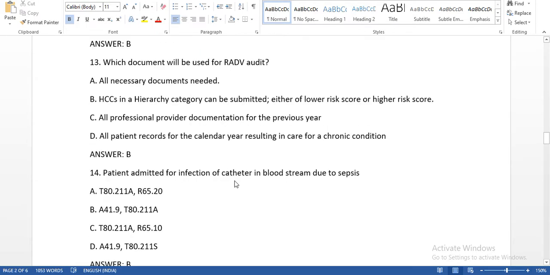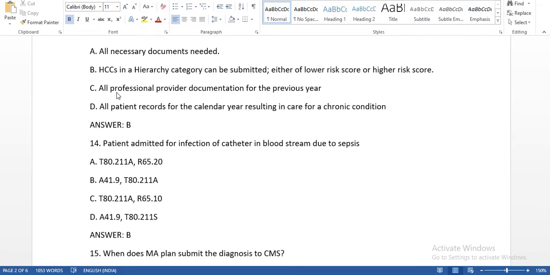So next, question 13. Which document will be used for RADV audit? Among these four, our answer is B. HCCs in a hierarchy category can be submitted as either the lower risk score or the higher risk score. So the rationale is that the RADV audit uses documents with HCCs in a hierarchy category that can be submitted as either low risk score or high risk score, which is a RADV principle.